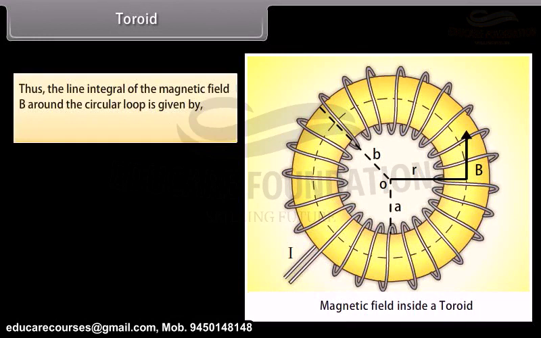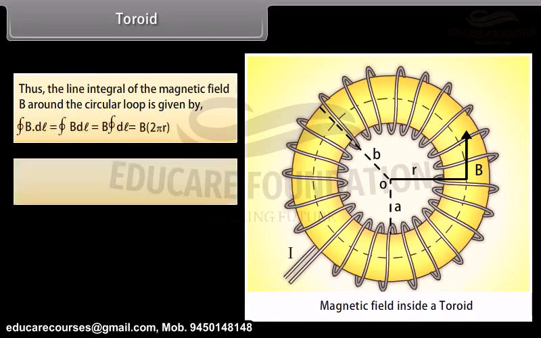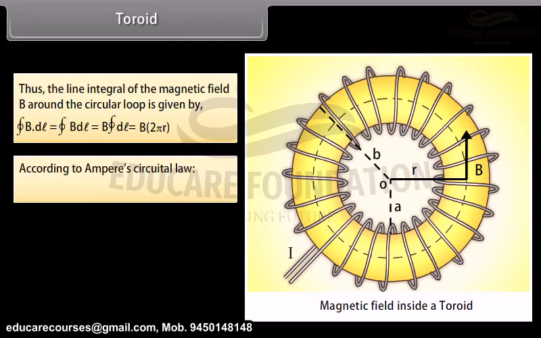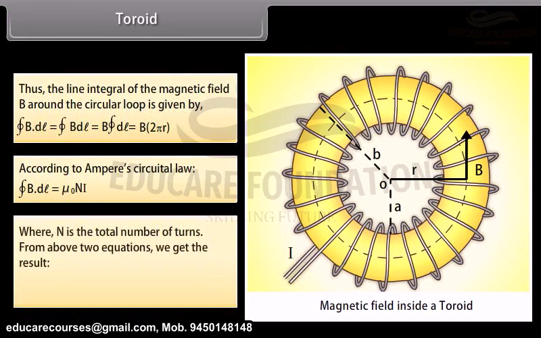Thus, the line integral of the magnetic field B around the circular loop is given by the product of B and 2 pi r. According to Ampere's circuital law, closed integral of B dot dl is equal to mu naught NI, where N is the total number of turns. From the above two equations, we get the result B is equal to mu naught NI divided by 2 pi r.